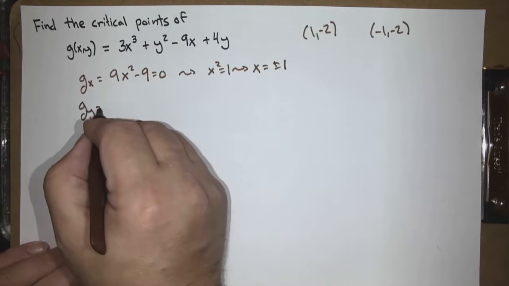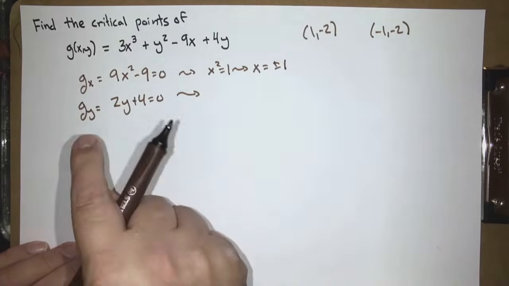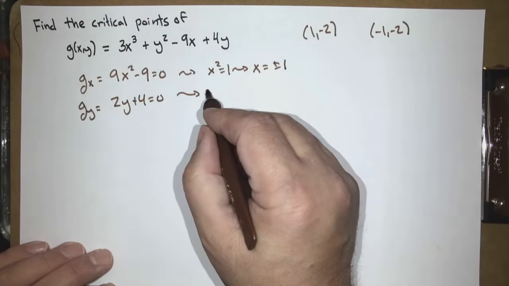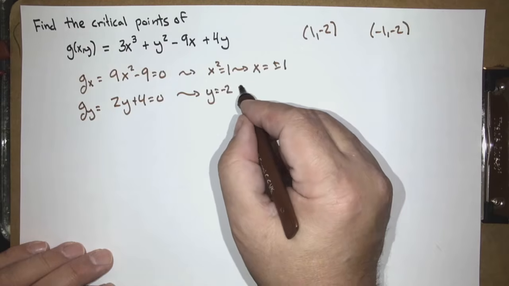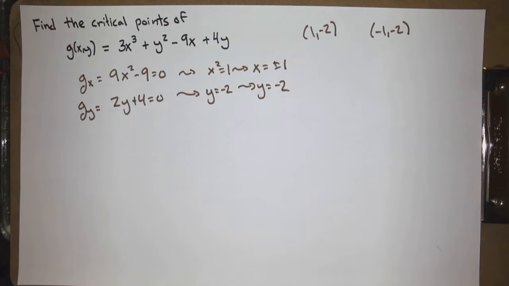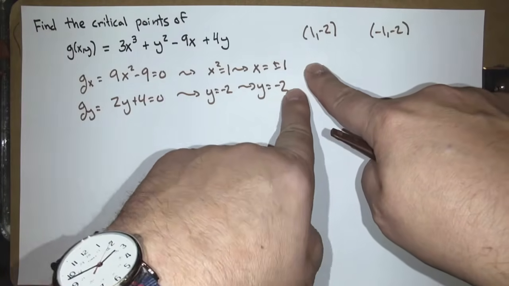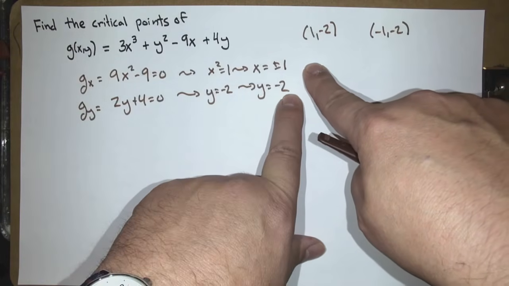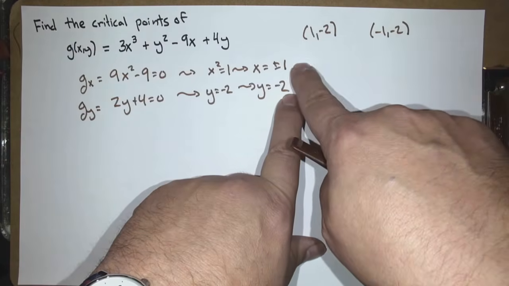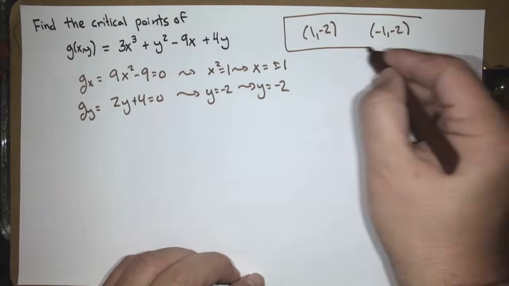g sub y: 2y plus 4 equals 0. Now, move the 4 across, divide by 2. y is negative 2. And when we're talking about solutions, we need both equations to be satisfied simultaneously. So, what are a pair of points? Well, I always have to have negative 2 for y to make sure the second equation is satisfied. And then for x, I have 2 options, 1 or negative 1. So that leads to 2 points.